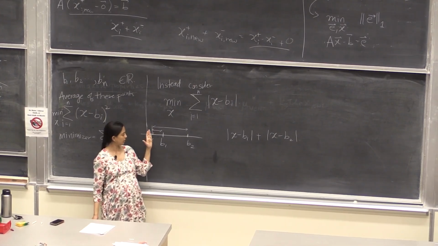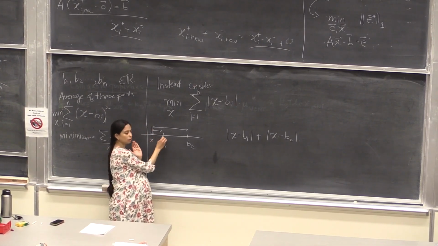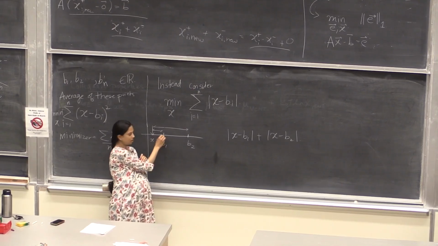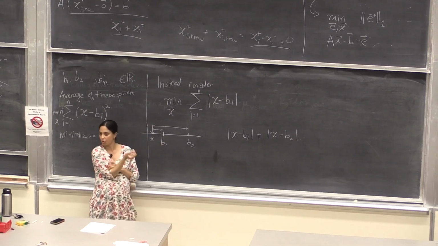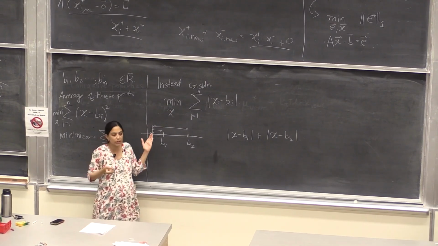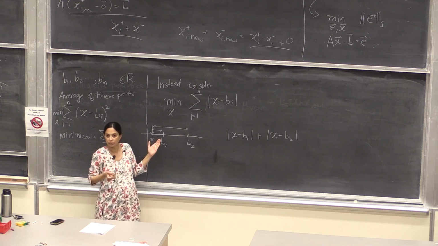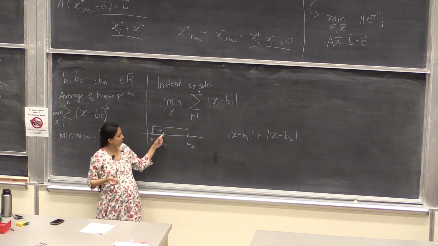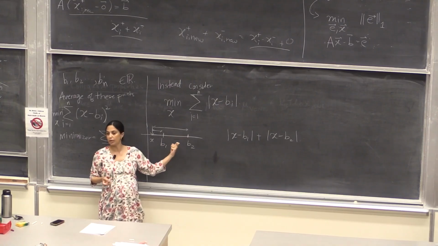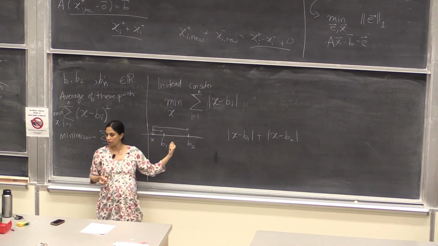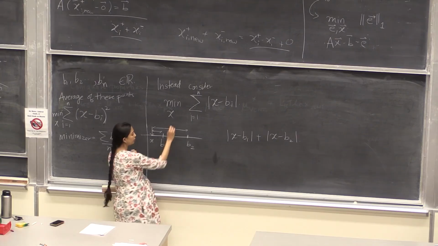It seems like if I keep bringing x closer and closer to b1, I'm going to reduce this distance, and both of these distances are going to become smaller. So I should clearly keep bringing x closer and closer to b1, right? Let's say I put x exactly at b1. Then one of those is 0, and the other thing is b1 minus b2. Okay? What if I put x somewhere here?